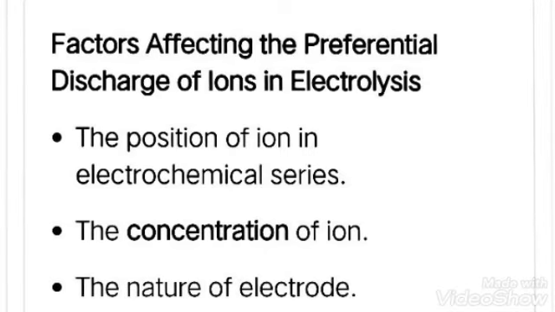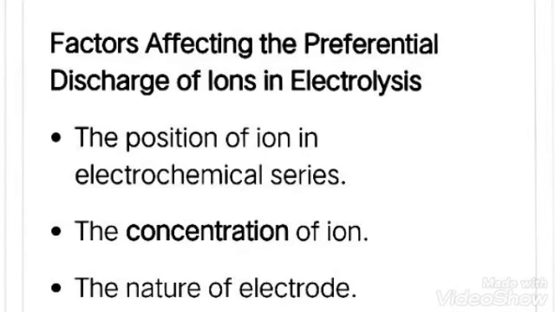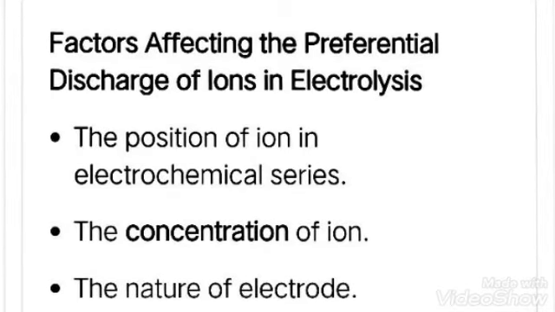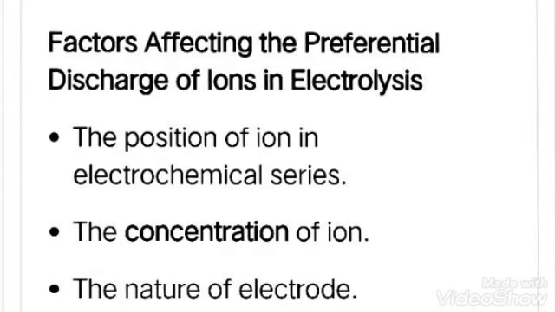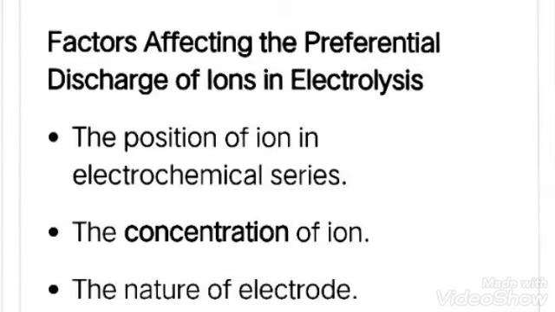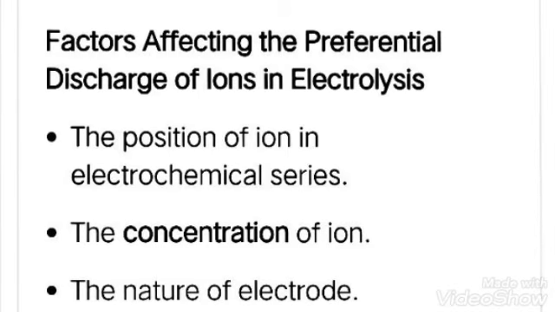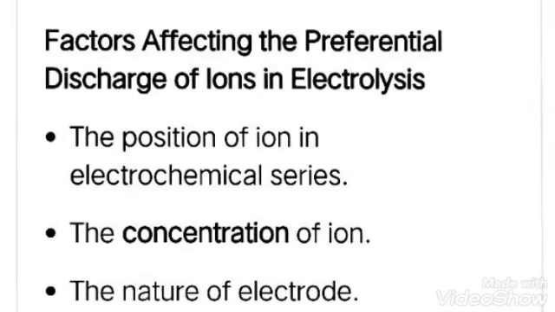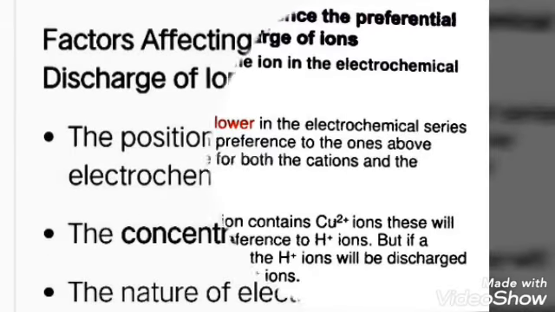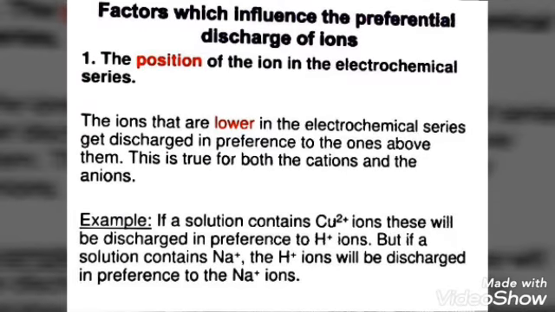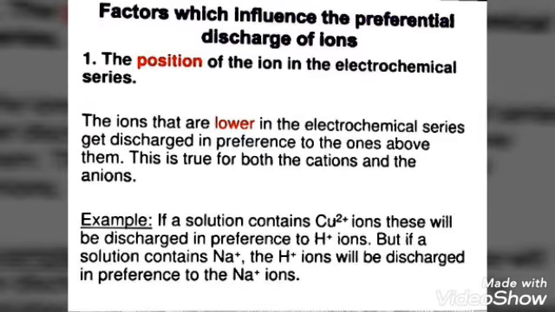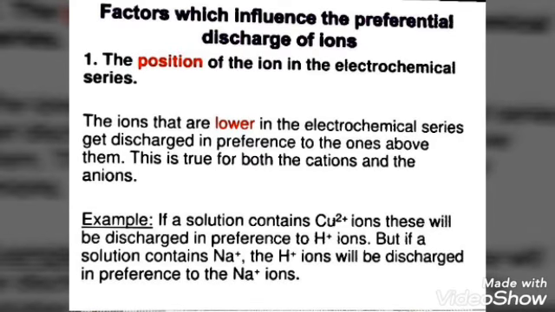First is the position of ion in electrochemical series. Second is the concentration of ions, and third is the nature of electrodes, especially anode, because if it is active, it will participate. First factor is the position of the ion in the electrochemical series.